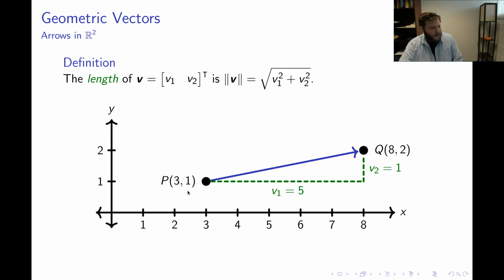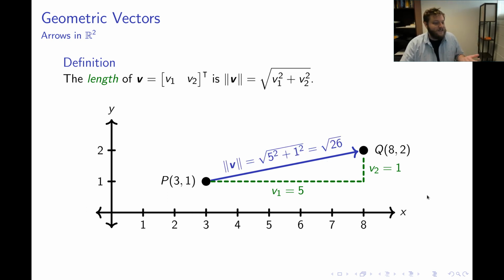Well, let's look at an example here. We have our vector whose tail is 3, 1 and whose tip is 8, 2. If we look at the x displacement, that was the first coordinate, v1 equals 5. And if we looked at the y displacement, that was 2 minus 1, which equals 1. When I look at this figure, I can't help but think of right triangles, and the length of this vector would be the length of the hypotenuse of this triangle.